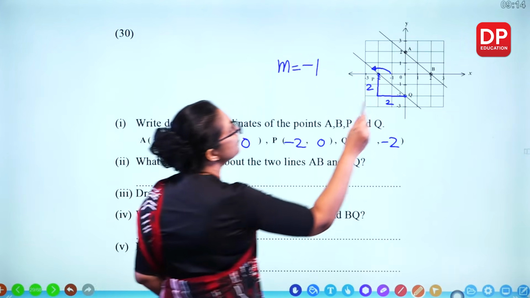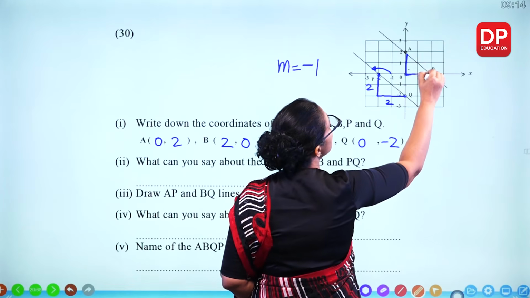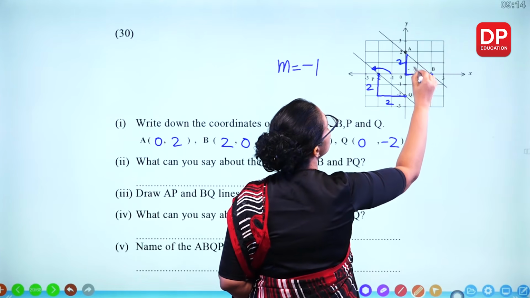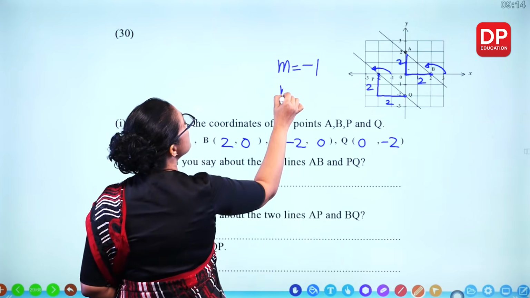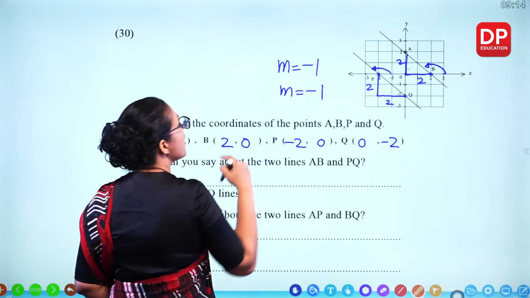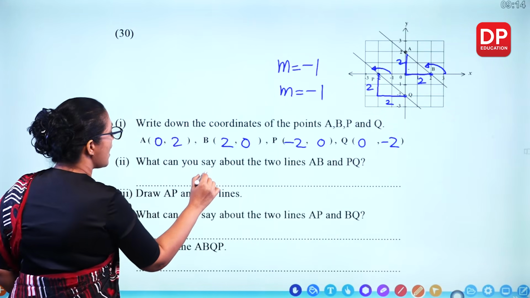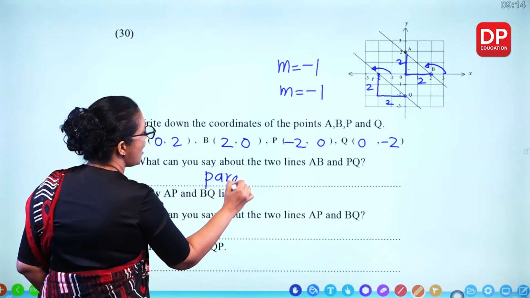This one, we'll take these 2 points. Here this is 2, this is 2. Again, same slope. M is -1. When you get same slope, the two lines are parallel.